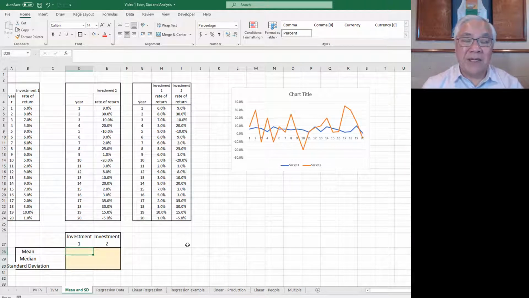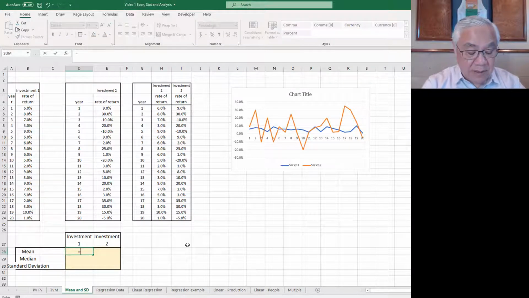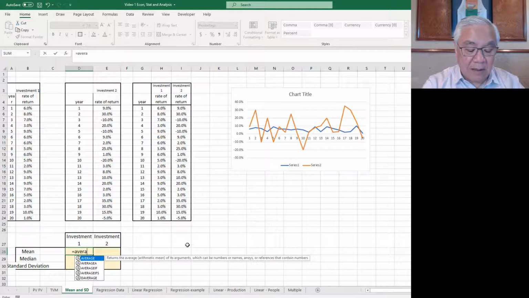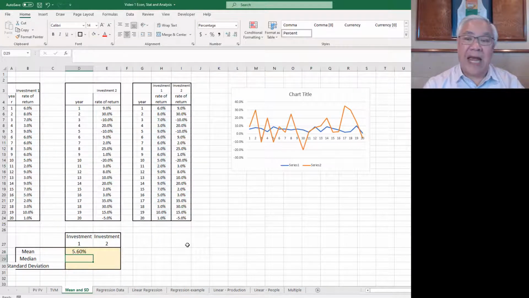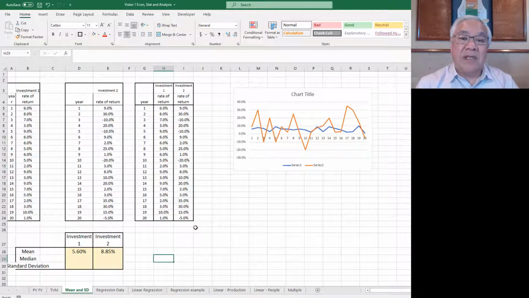First is the mean. The mean is simply the arithmetic average of all the data points in each of the two investments. So equals, I'll do it the longhand, average of this whole strip of data for investment 1. So the average is 5.6% per year. And if we do investment 2, we could just copy it since they're right next to each other. And it's 8.85.